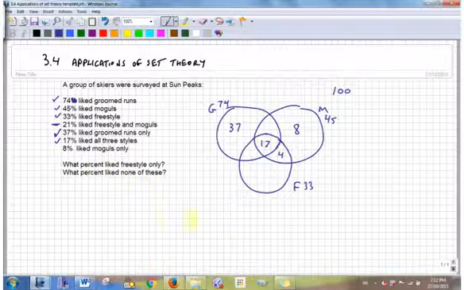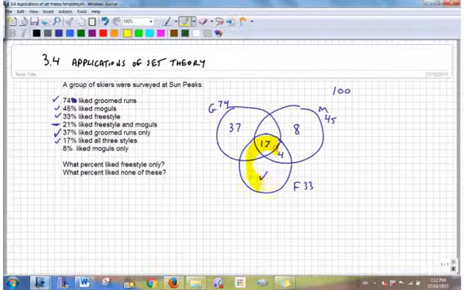Question: what percent liked freestyle only? I want to know that. Okay? I know everything in this circle adds up to 33. So if I knew what was in these other boxes, I could just subtract them and I'd be left with this. But I don't know everything in those boxes. I only know 2 things in the boxes. So I can't directly answer my question.